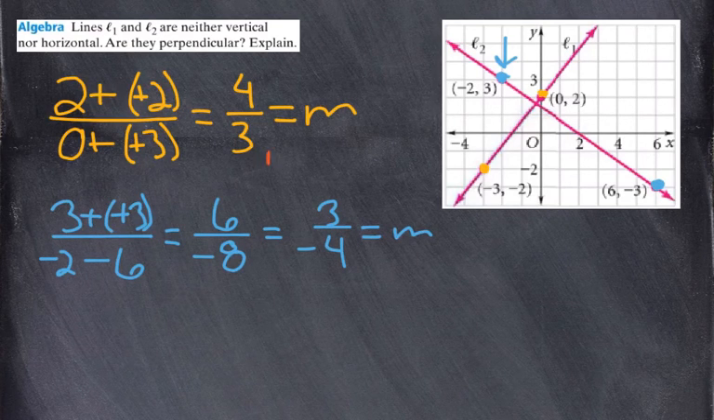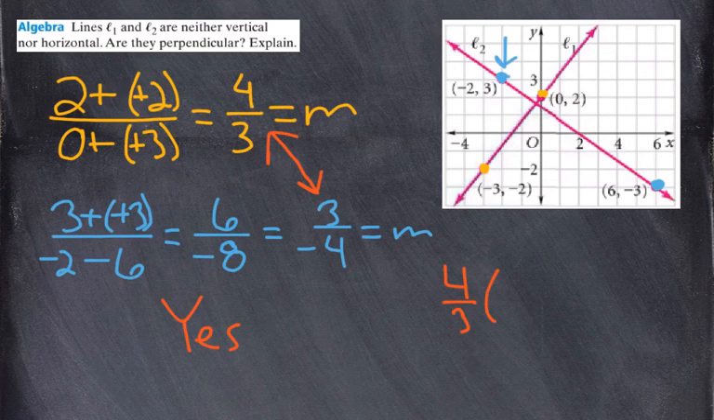So the question is, are they perpendicular? If you look at this slope, we have 4/3. If you look at this one, we have negative 3/4. Those are the negative reciprocals of each other. So yes, they are perpendicular. Okay? Again, their slopes are perpendicular. And if you want to test it, again, you just multiply them together. You should get negative 1. 4's cancel out. 3's cancel out. That reduces to negative 1. So, yes, these two lines are perpendicular to each other.